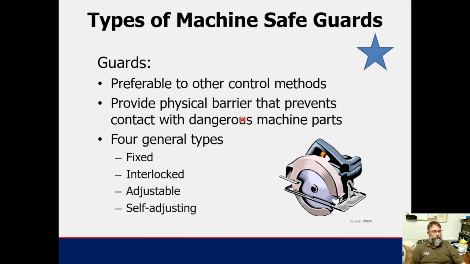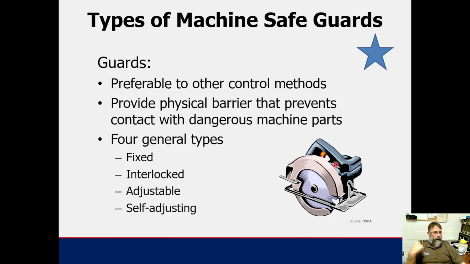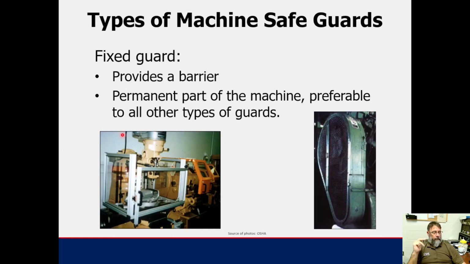Different types of machine guards. So we've got 4 general types that we're going to cover in the next couple of slides here. Preferable to other control methods because it's an actual guard. It's the physical barrier that prevents contact with those parts. So, if I go back a slide, that is not a physical guard, whereas this on this saw is an actual physical guard. So we have the 4 types: fixed, interlocked, adjustable, and self-adjusting. We move along and we'll discover what they are.